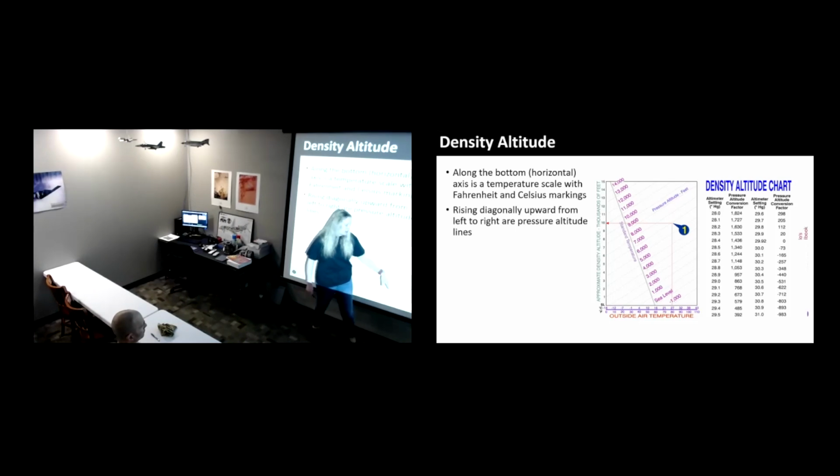To do another scenario, using that same 7,000 foot scenario, say it's a nice winter day, it's 30 degrees Fahrenheit. If we follow that 7,000 foot line up, it's really hard to do this on the screen, and then straight across, it's about 7,000 feet, feels like 7,000. If we get even colder, 20 degrees, and go up to the 7,000 foot line, it's going to feel more like 6,000 feet. It's what the wings feel, what the engine feels like it's at.